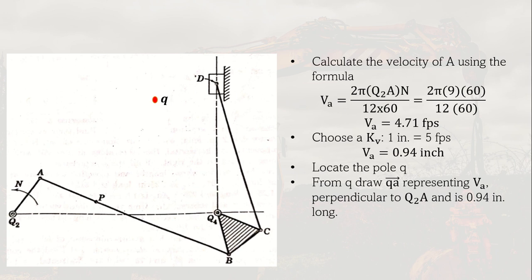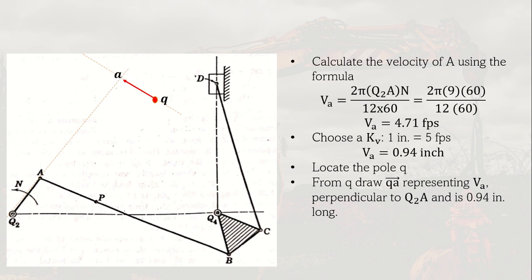So it's 0.94 inches long because the velocity of A is 0.94 inch in the drawing, and that represents the velocity of A. So first, we draw the line Q to A, and from that line, we will draw perpendicular to that, because we all know that the velocity is perpendicular to the link. So we draw the velocity of A perpendicular to that line, and that is 0.94 inches long.